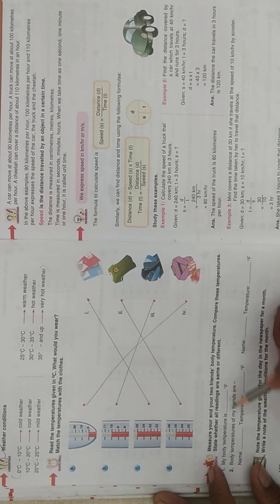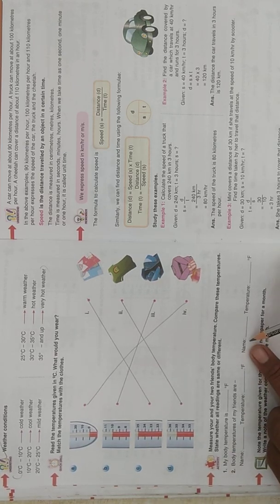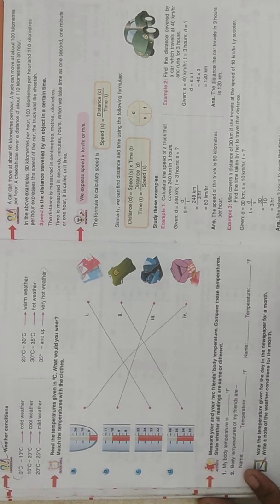And write the body temperatures of my friends. One friend's name, take his body temperature, and second friend's name, take his body temperature. Will you get same or different? You check it. And next, note the temperature given for the day in the newspaper for a month. In the newspaper the temperature is given every day.